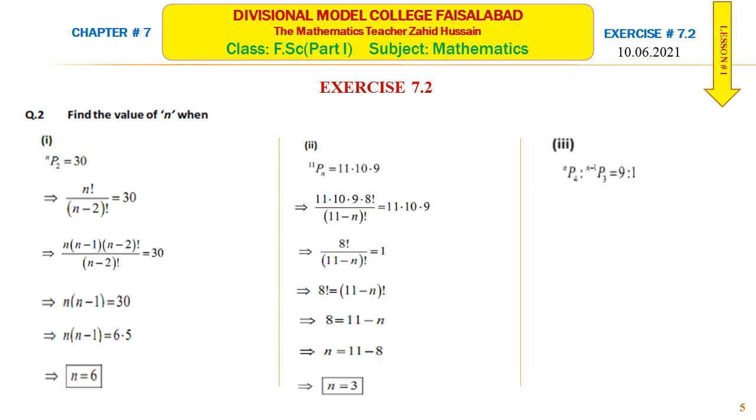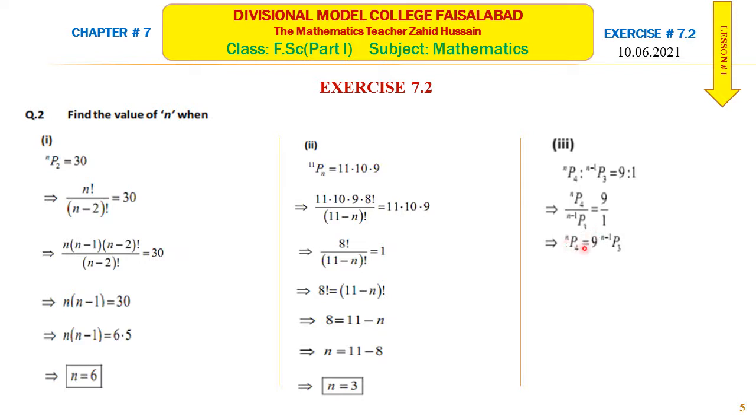Third part: now the left-hand side is a ratio and the right-hand side is also a ratio. This is nP4, permutation of n objects taken 4 at a time, and permutation of n minus 1 objects taken 3 at a time, in the ratio 9 to 1. The ratio between these two permutations is equal to 9 into 1. You can write this in fraction form, because every ratio can be written in fraction form: nP4 over (n minus 1)P3 is equal to 9 over 1.